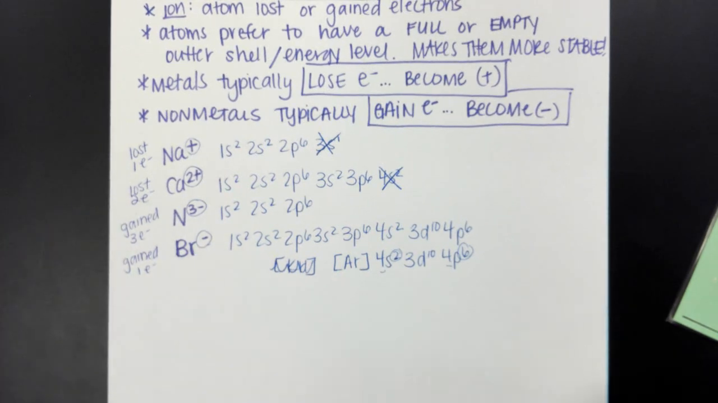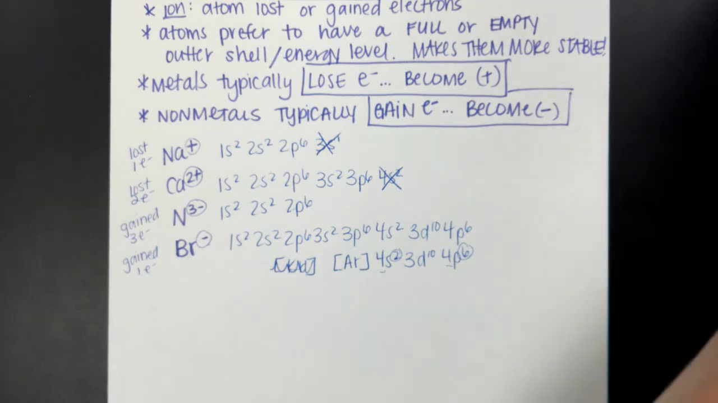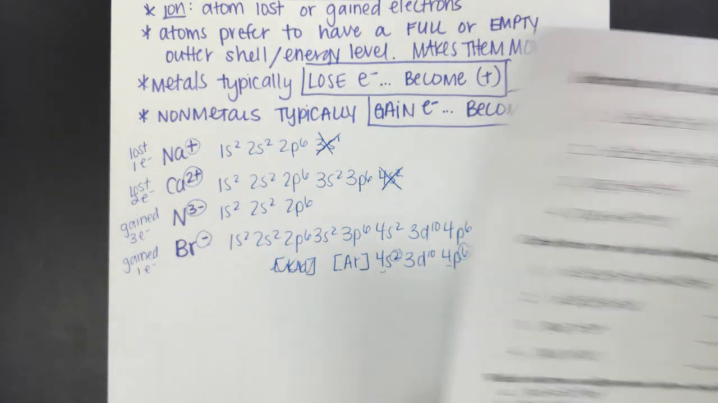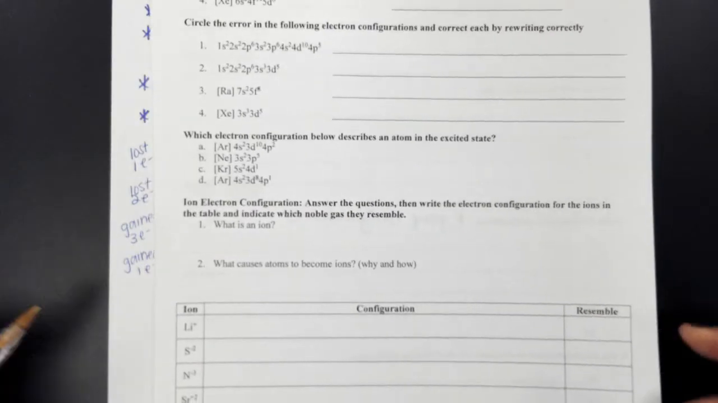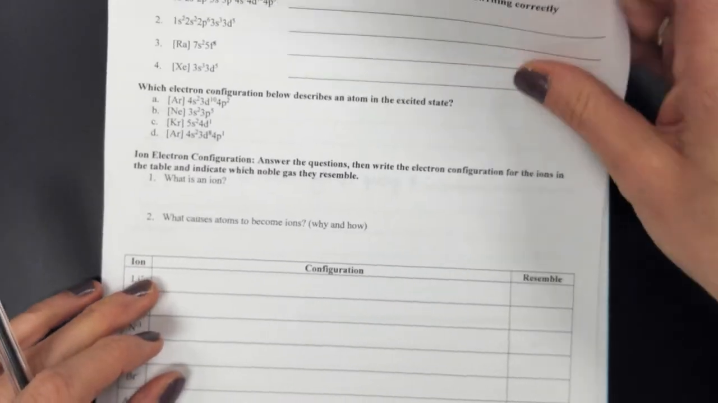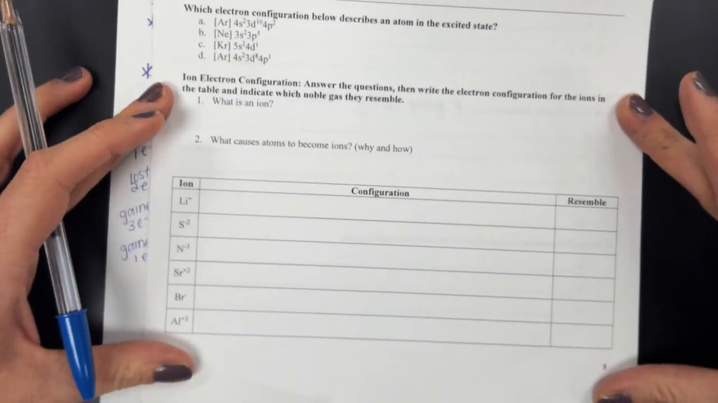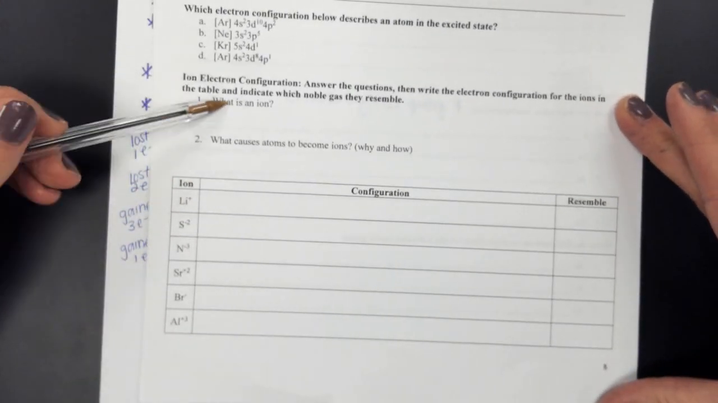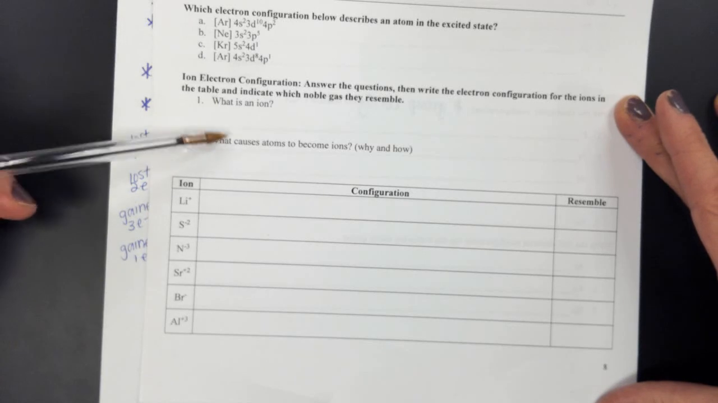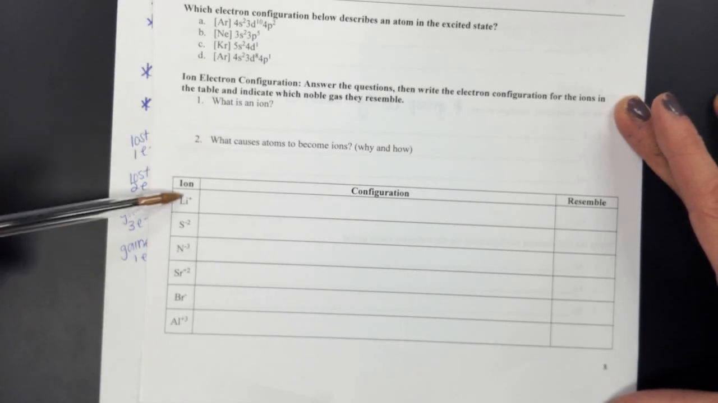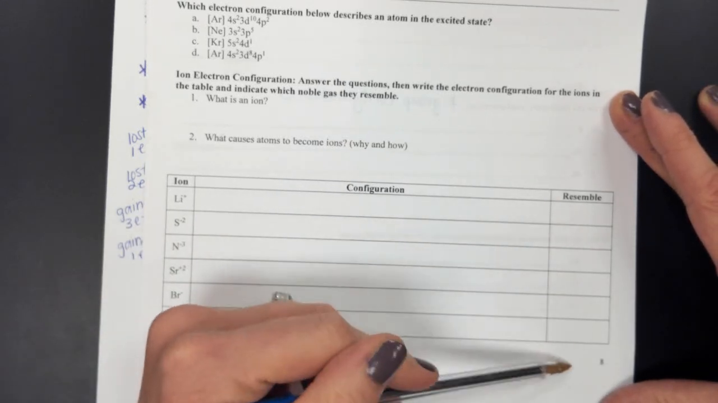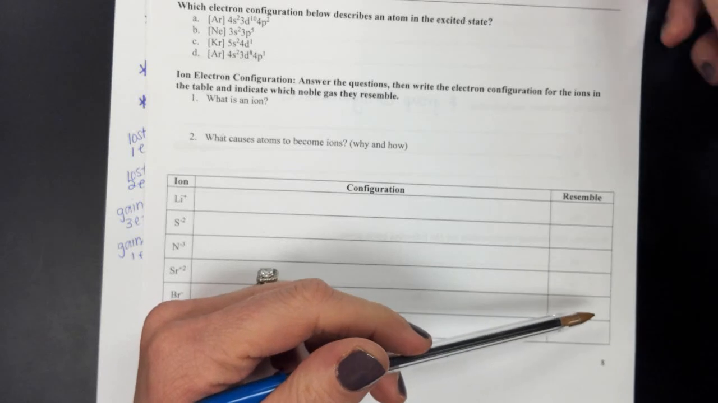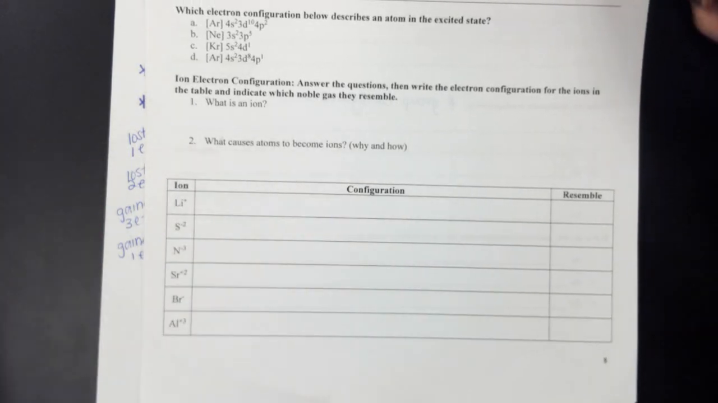So this is the point where you need to turn all the way to the very back of your packet. This is page 8 for 2018. And go ahead and complete this bottom section about ions. We've written the definition of an ion. We've written why they become ions and how you try these ion configurations, and make sure you put who they resemble. What noble gas are they now looking like after they have lost or gained electrons?